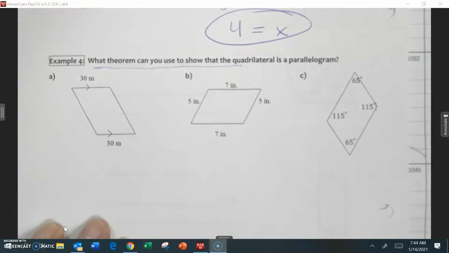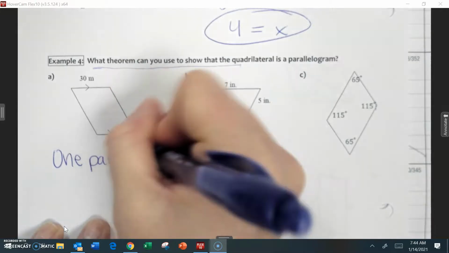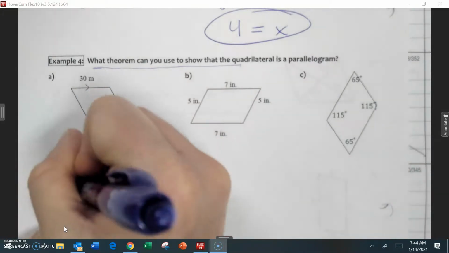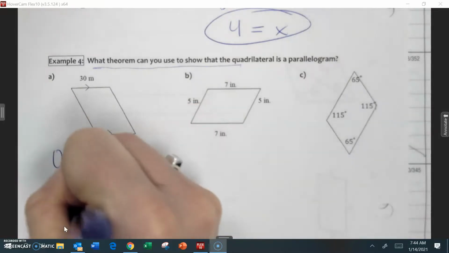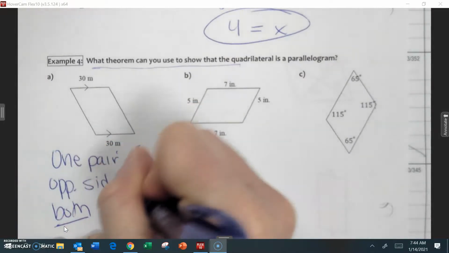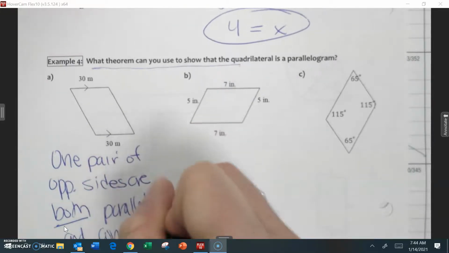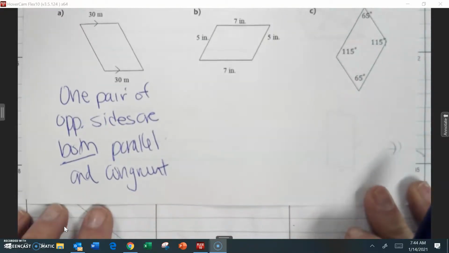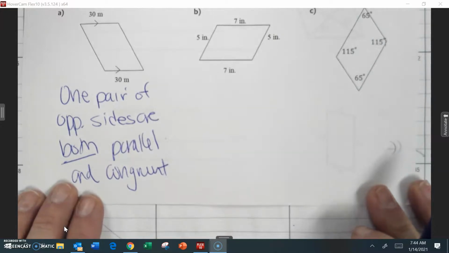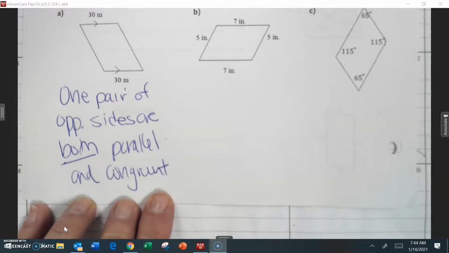Kylie, part A. One side of the parallelogram is congruent and parallel. Good. One pair of opposite sides are both parallel and congruent. Sorry. One pair of opposite sides are both parallel and congruent. Part B, someone else.